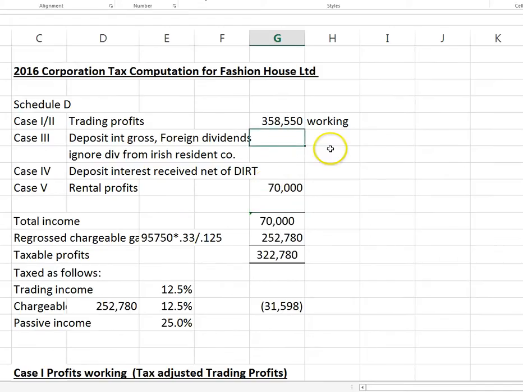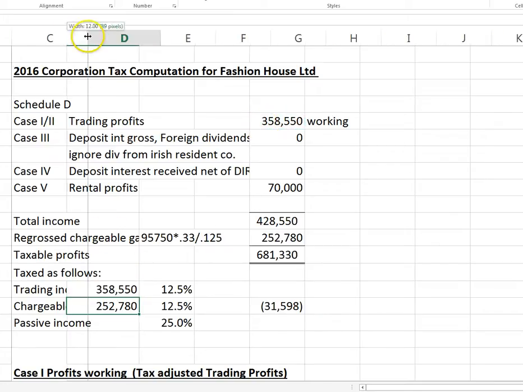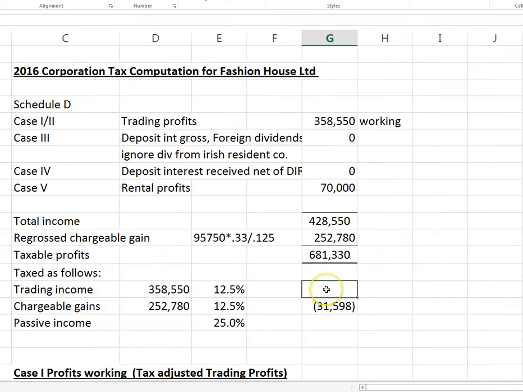To the corporation tax computation, and there was no Case 3 and no Case 4. So the total income is 428,580. We've done the chargeable gains, so the total taxable profits are the total income plus the regrossed chargeable gain, and then that gets taxed. The trading income is the Case 1, so both the trading income and the chargeable gains get taxed at 12.5%. You could show them together, but I think it's easier with two lines. And the passive income is the Case 3, 4 and 5, so we've only one of them, which is 70,000. And just a quick check, that adds up to 681,330, which is what the total is here.